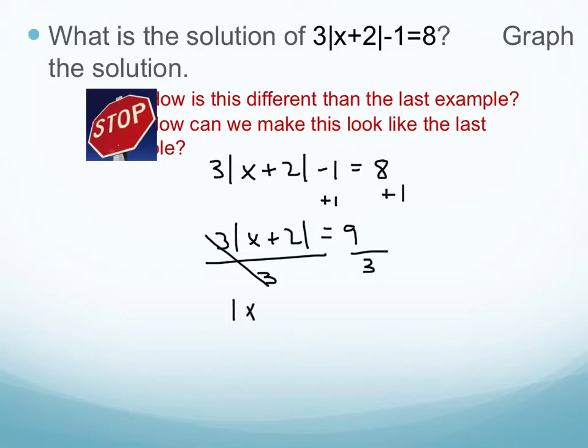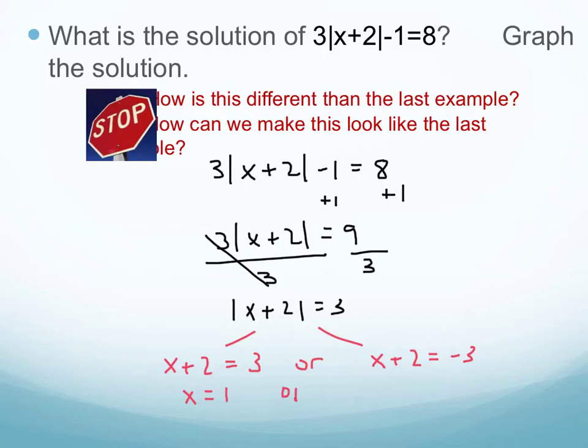So now I have the absolute value of x plus 2 equals 3. So now the absolute value bars are completely isolated. So I have something inside equaling 3. So that something equals 3, or that something equals negative 3. So go ahead and solve. X is going to be 1, or x is going to be negative 5. And of course, you would go ahead and check those solutions. And we're going to graph them on a number line.